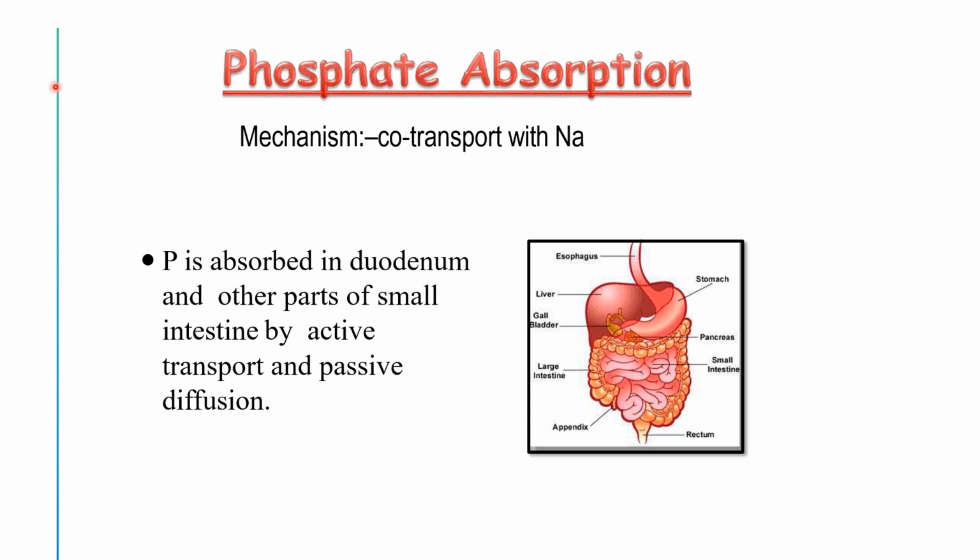And next is phosphate absorption. The mechanism of phosphate absorption is via a co-transporter, that is sodium phosphate 2B, which is the transporter in the kidney. So it is co-transported with sodium. Phosphate is absorbed in the duodenum and other parts of the small intestine by active transport and passive diffusion.